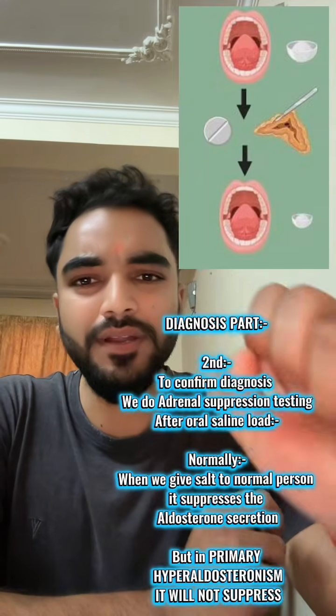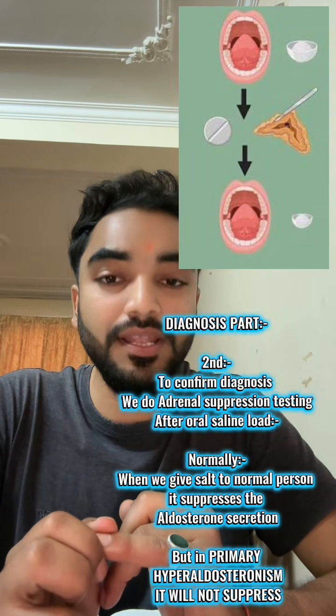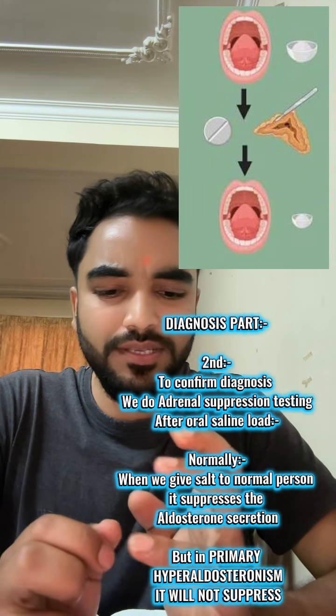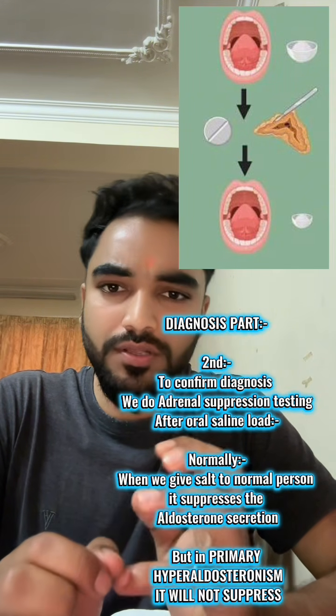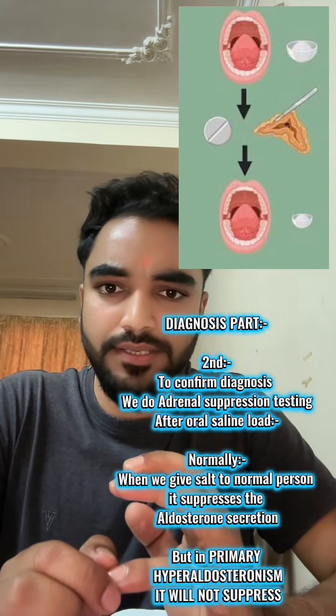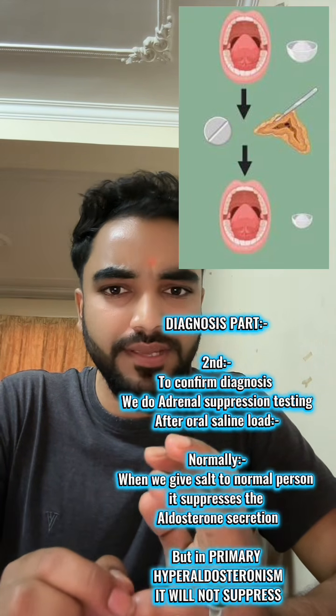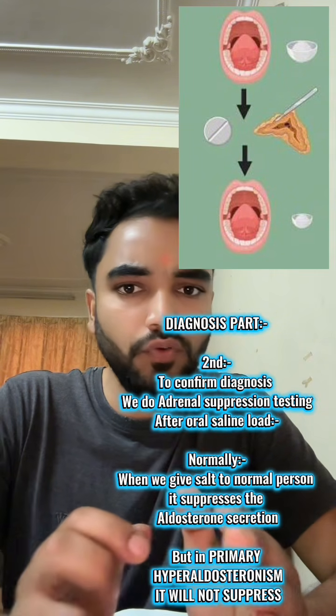Then to confirm the diagnosis, we do adrenal suppression testing by oral saline load. So oral saline load is simply this: in a normal person, when we give salt or oral saline load, that will lead to suppression of aldosterone secretion. But in a primary hyperaldosteronism case, there will be no suppression of aldosterone release. So this will confirm the diagnosis.